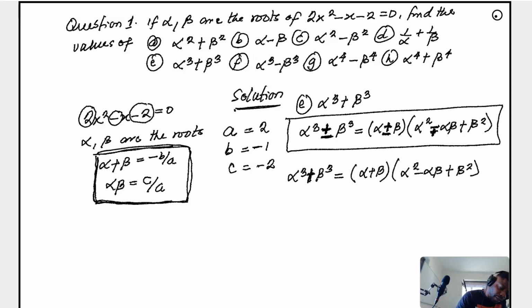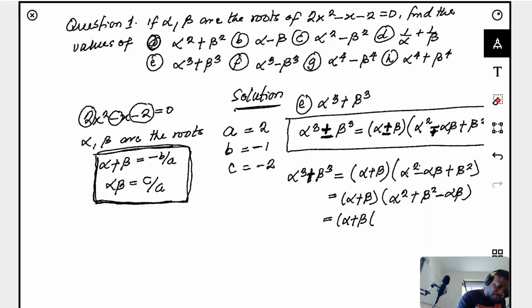Okay. Now, remember that I can rewrite this as alpha plus beta. Remember, this is alpha squared plus beta squared, then minus alpha beta, right? Okay. We can still rewrite this. Remember, alpha squared plus beta squared. We have done that in option A already. We know our answer for that. So let's just put what we have in here.